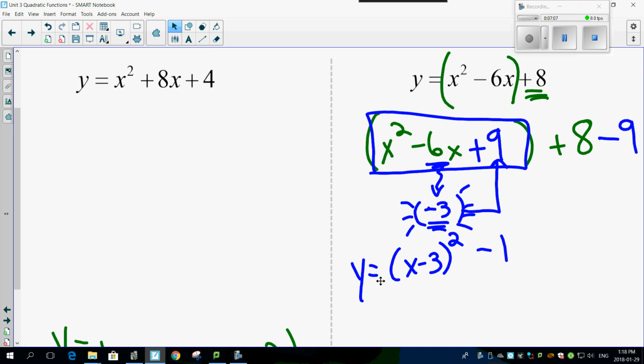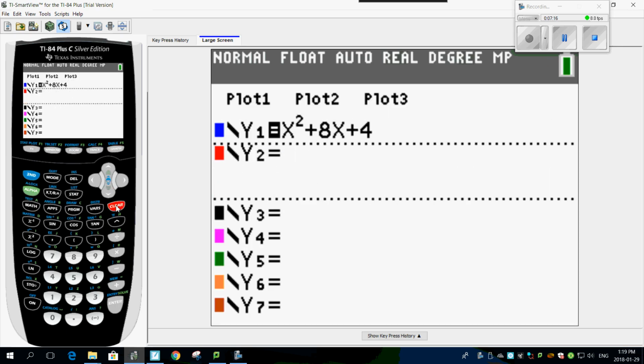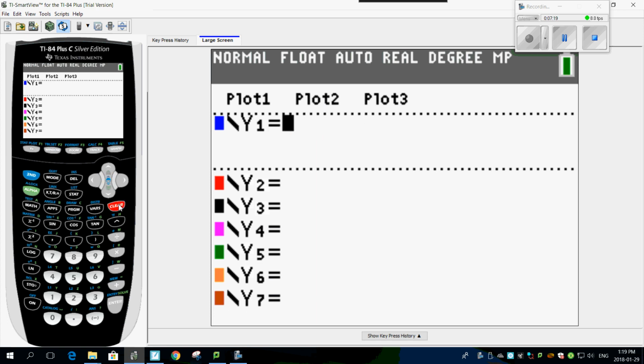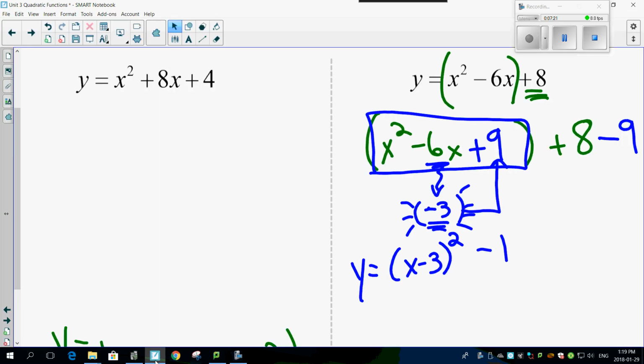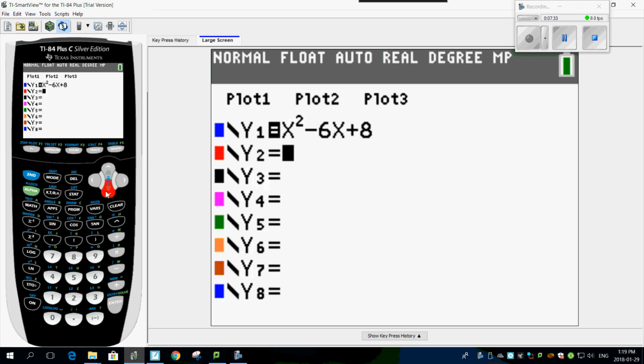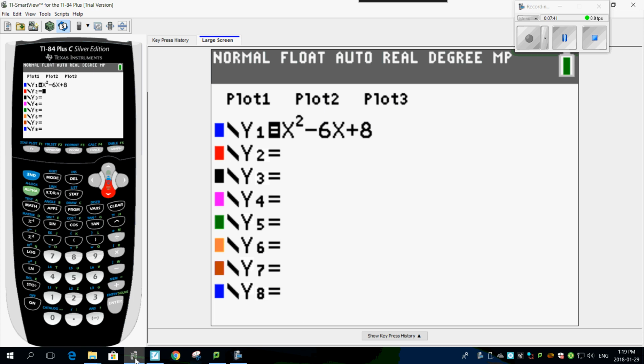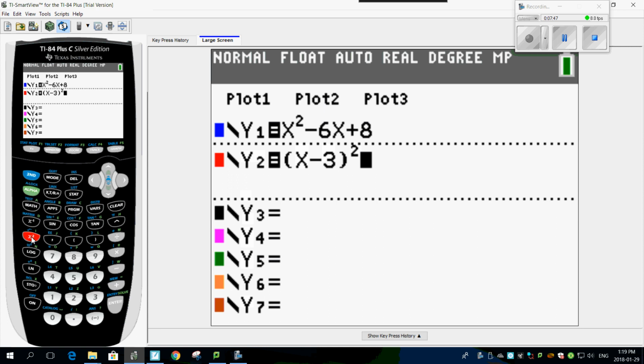Okay, so let's see if we can do this on our calculators. Let's put the two in there to check and make sure we get the same thing. So x squared minus 6x plus 8, that's the first one. Okay, so we'll clear the last one that we had in here. So again, x squared minus 6x plus 8, and the other one was (x minus 3) squared minus 1. Bracket x minus 3 bracket squared, okay, minus 1.